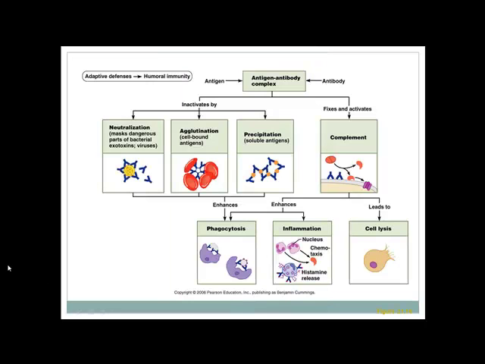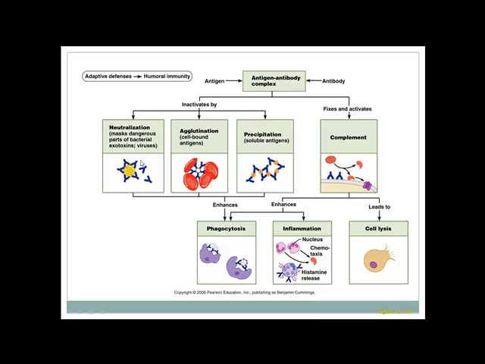How do the antibodies work? So we get our antigen-antibody complex. They can neutralize the pathogen. They can cause the pathogen to be agglutinated, to come out and form a clump. If it is something that is soluble, it can cause it to come out of solution, or it can work via complement, which will basically pop the cell.